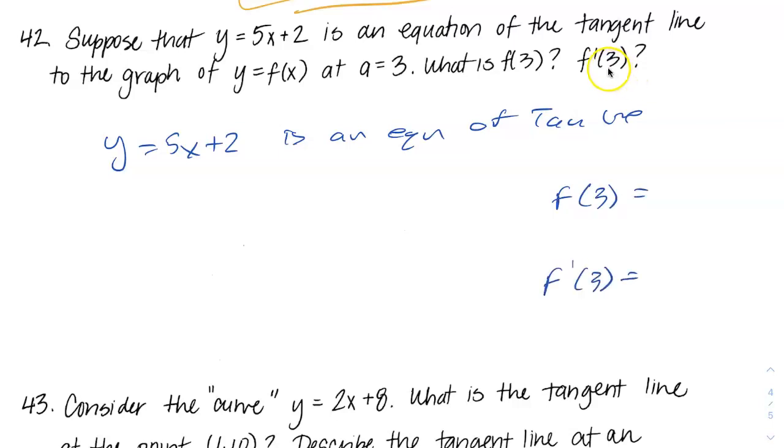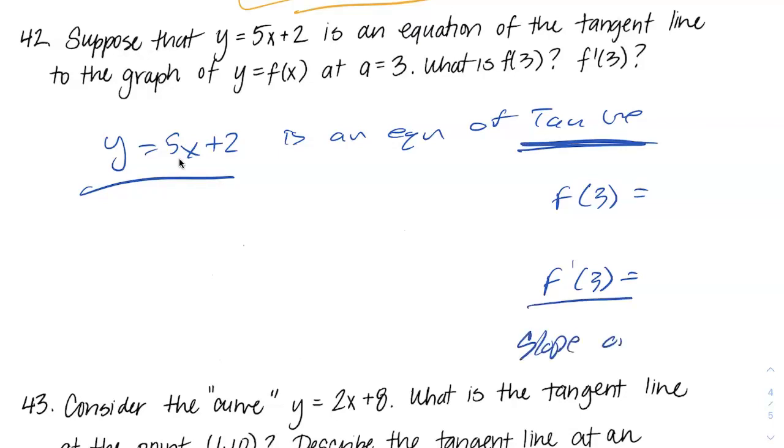Okay. So f prime of 3 is the easiest one. This guy is a tan line. So what's f prime of 3? That's the slope of the tan line. That's what the derivative is. So what's the slope of my tan line? 5. Done. That's the easy one, right? The derivative is the slope of the tan line. So what's the slope of this tan line? 5.